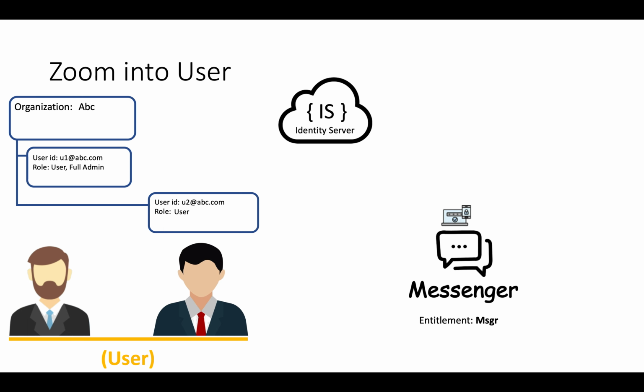For any new entitlement, first it has to enable at organization level, and that can be done by identity server admin. Identity server admin has enabled messenger entitlement for organization. Now, full admin can enable entitlement for other users. And if admin wants entitlement for himself, then he can enable for himself as well.